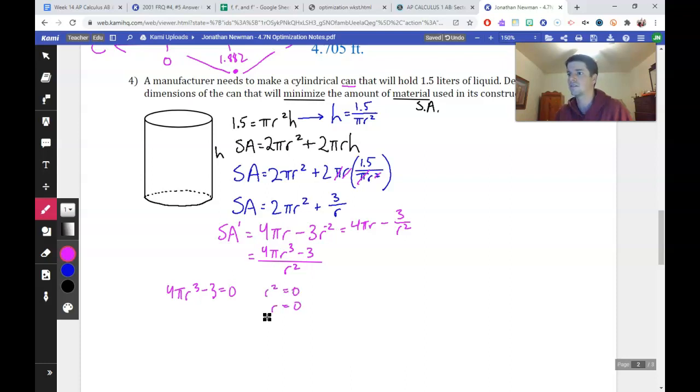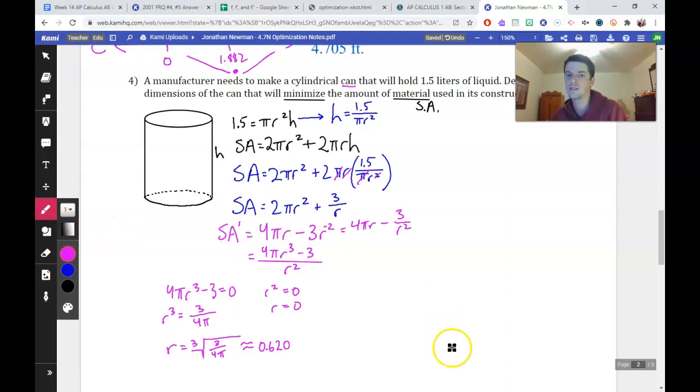R squared is fast to solve, right? That'll be r equals 0. Here, let's add 3 to both sides and divide by 4 pi. So we get r cubed equals 3 over 4 pi. And take the cube root. There's no plus or minus because cube roots don't have a plus or minus. So those are our two things. Let's punch that in the calculator. You get about 0.620. Again, we want to store that in the calculator.